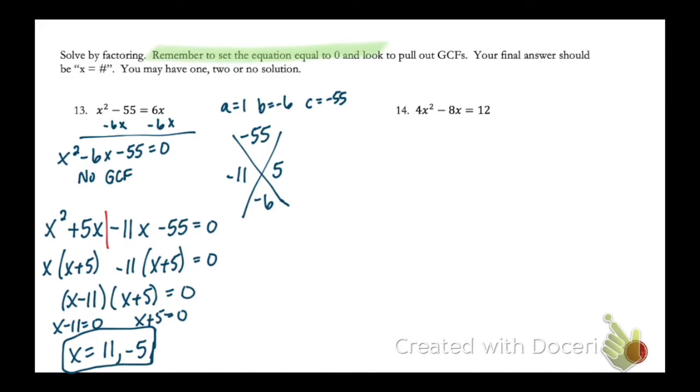For number 14, we're going to need to do the same thing in the beginning. So I'm going to move the 12 over by subtracting it. And now I am going to look for a GCF. And this time we have a GCF of 4. So I'm going to pull a 4 out of each of my terms.